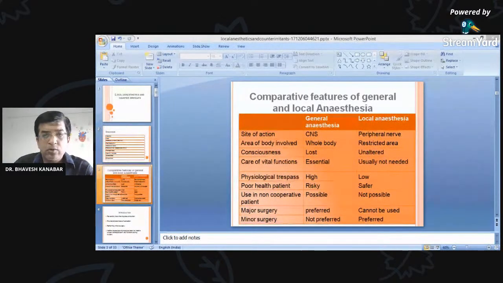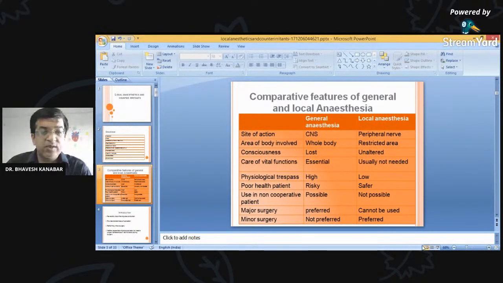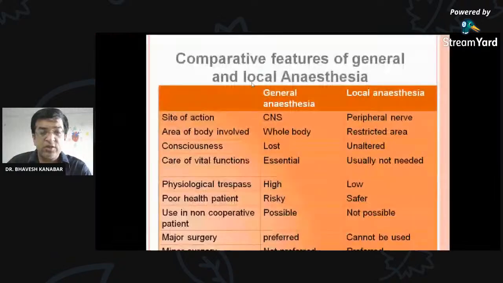The connection seems to be unstable, but I think again I am live now. Okay, so we were discussing the difference between local and general anesthesia.